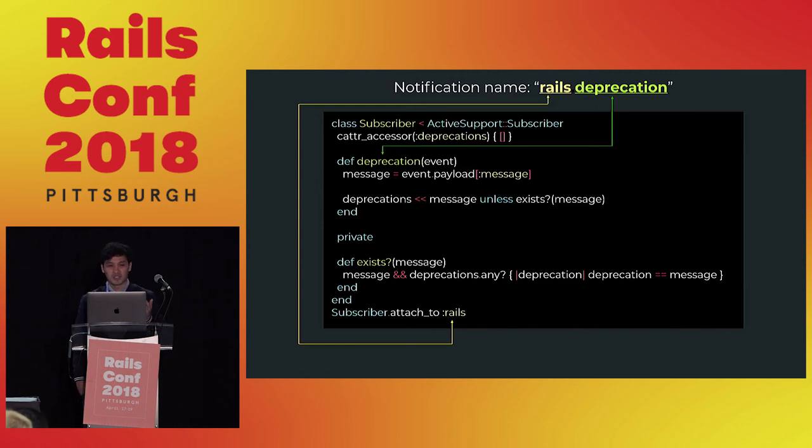So we actually have two subscribers: this one that takes care of adding every deprecation inside an array, and the next one, which I will show in the next slide, that takes care of logging everything. As a heads up, if you have never used a subscriber before, you need to attach it to a namespace. In that case, it's the Rails namespace, because the notification is called rails.deprecation. The Rails part is the namespace, and the deprecation part is the notification itself. And your subscriber needs to implement a method that has the same name as the notification name.